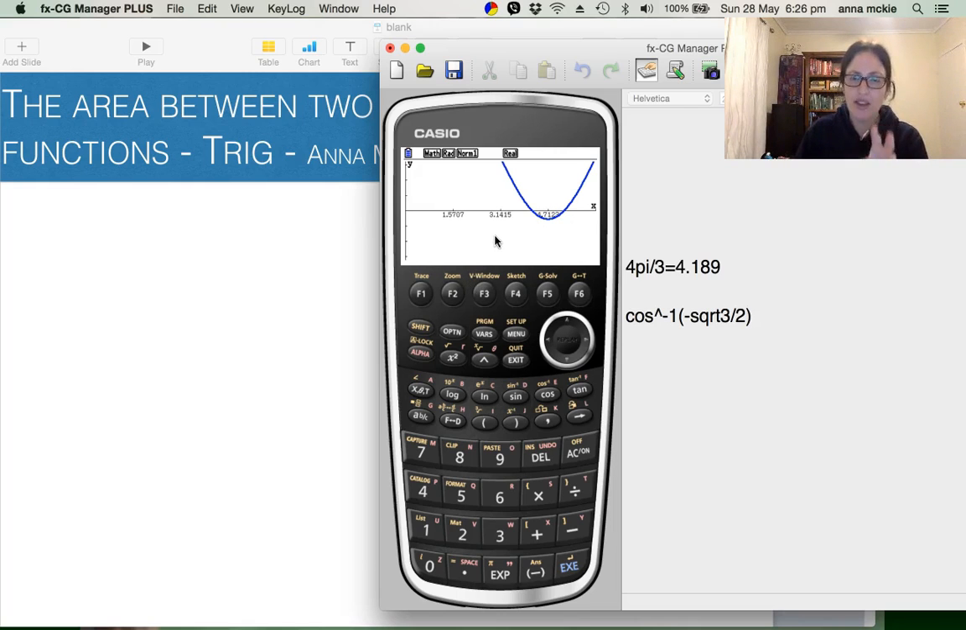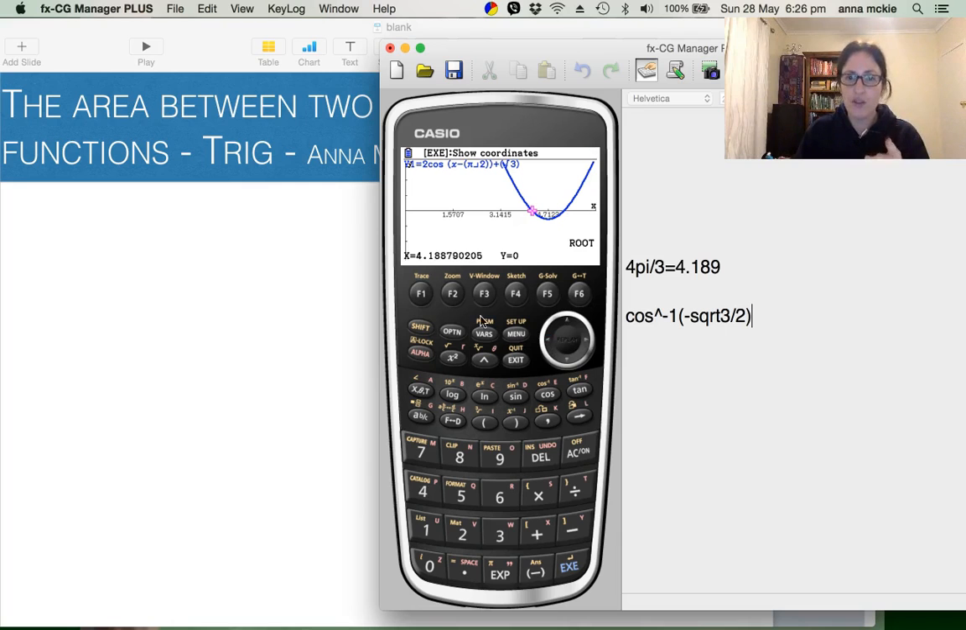However, while we're here, I encourage you to use your technology as often as you can to cross-check yourself. So while you're here, G-solve, find the roots and write them down as decimals. So we have 4.189 it would round to, an arrow across to the next one, 5.236. Write them down, because let's see what the equivalents are using pi.